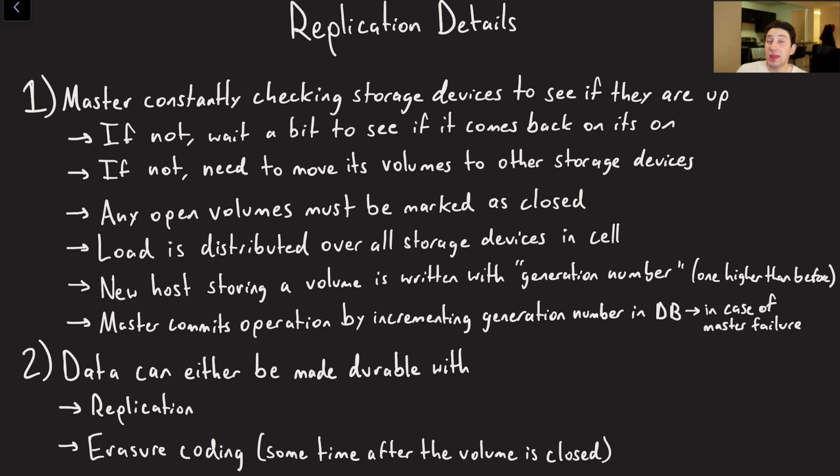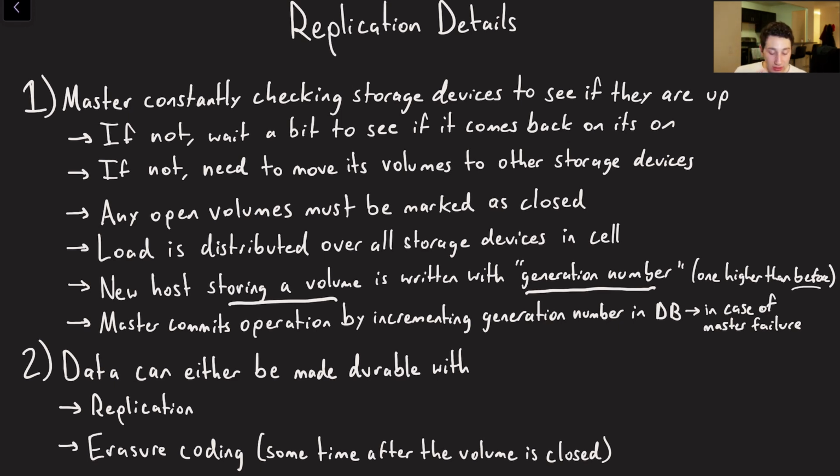And so then that single master can make this complicated plan and then execute it after that. Like I said, finally, the idea is our new host specifically is going to store that volume with its new generation number. So that's going to be one higher than whatever it was before.